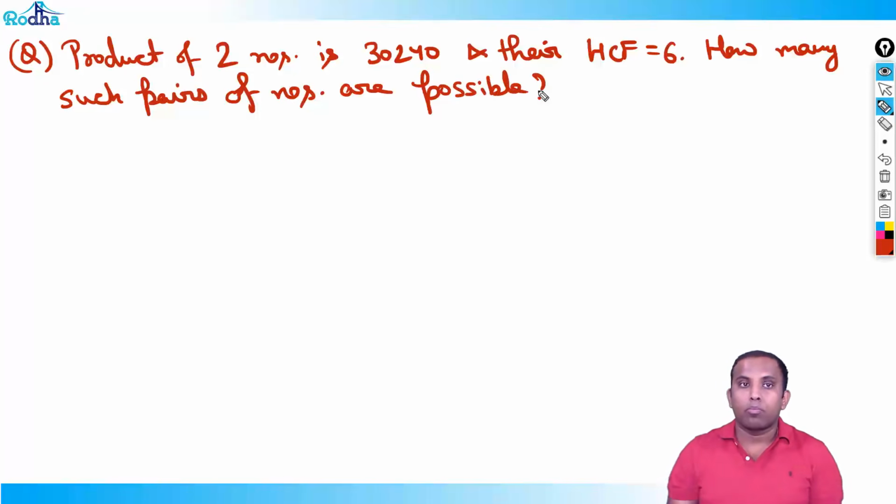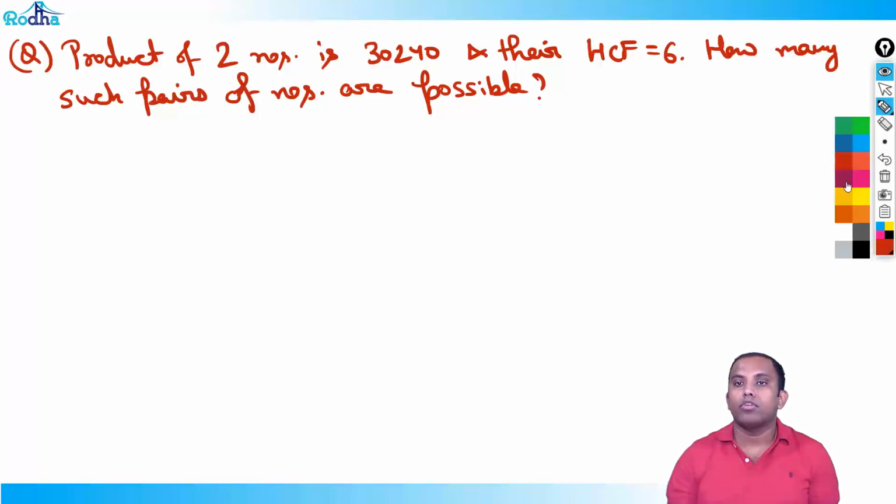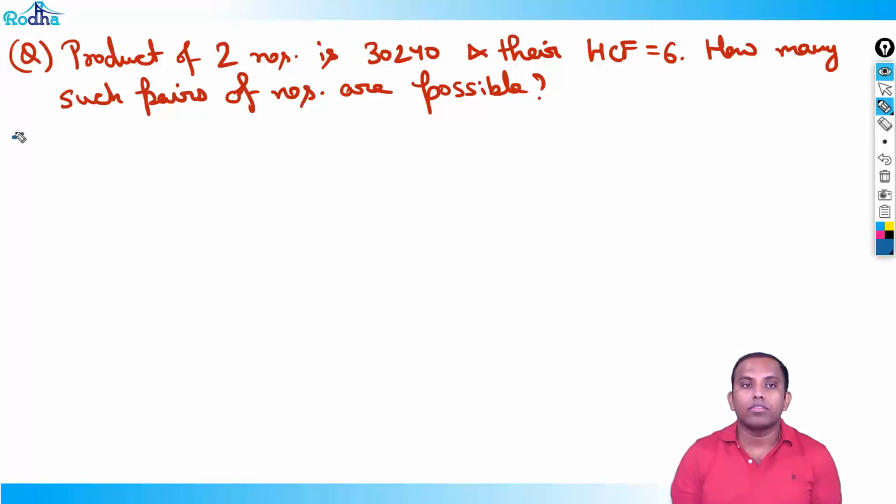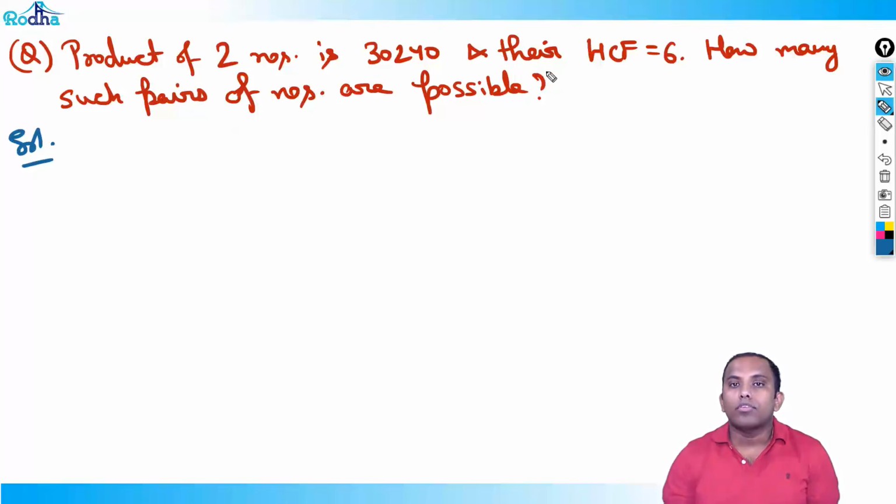Fine. So the product of two numbers is 30240 and their HCF is 6. How many such pairs of numbers are possible, right? That's a good question, because we'll use the funda in this. While finding this, we don't have to find the LCM here, so we can use the concept used in HCF.